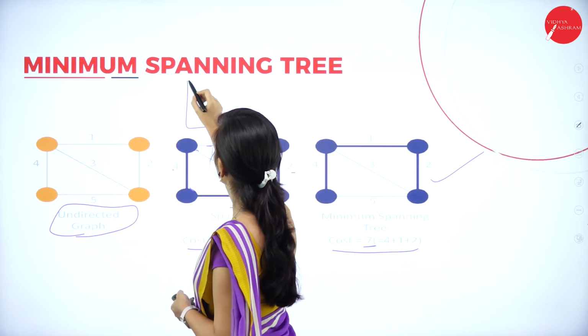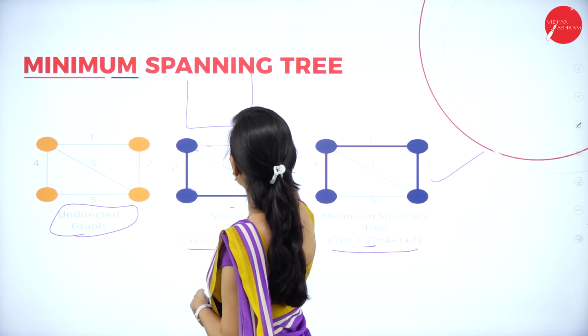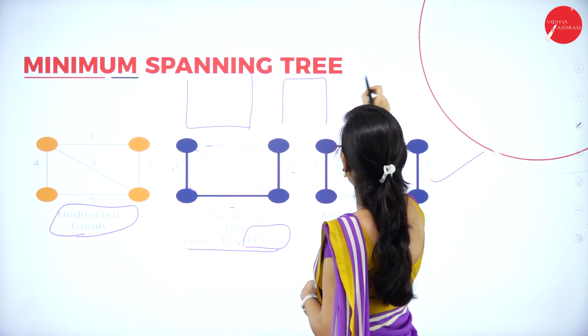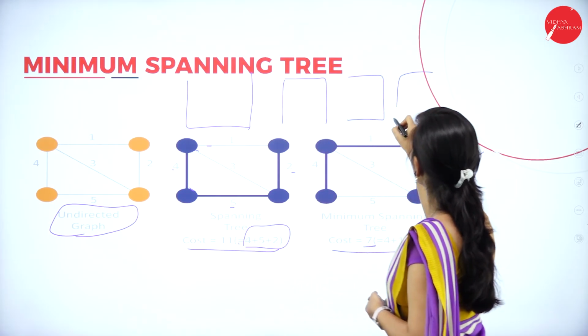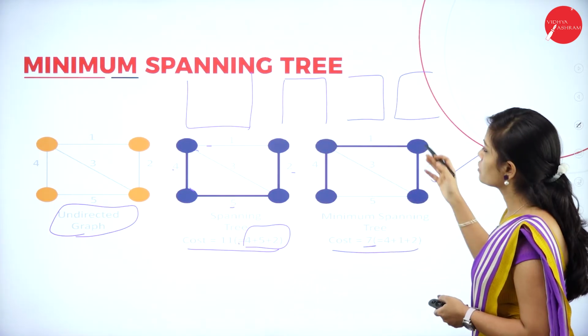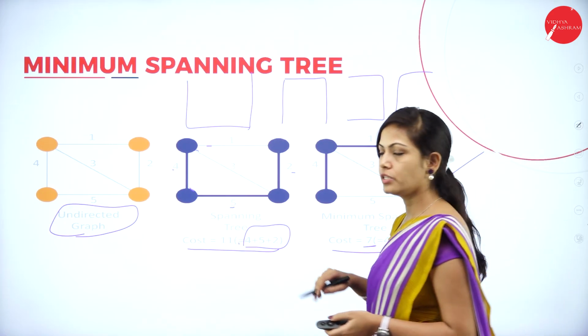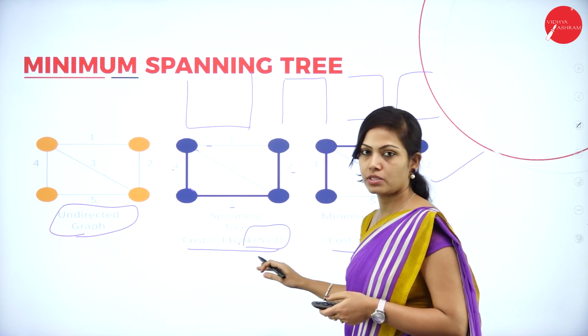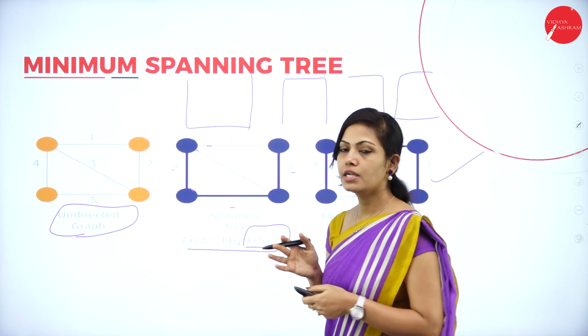Here this is the first spanning tree, and you can remove this, and this, and this. So these are the examples for minimum spanning tree. So please draw the spanning trees, then you can find the minimum cost. So this is about your spanning tree.